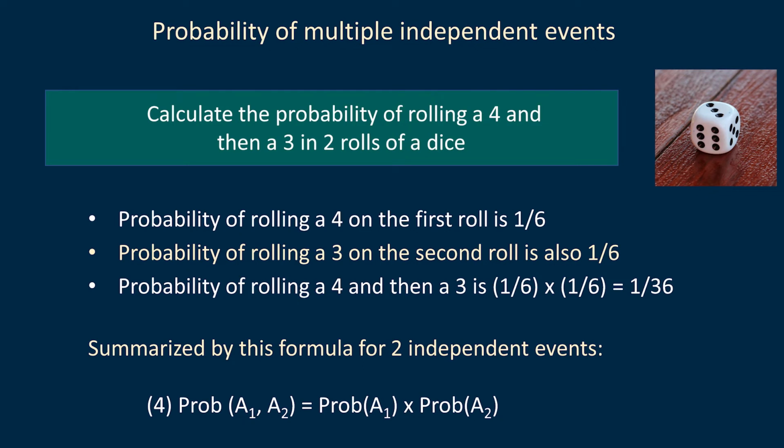This is summarized by the formula at the bottom: for 2 independent events, the probability of A1 and A2 occurring is the probability of A1 occurring times the probability of A2 occurring. And we'll use this formula several times.